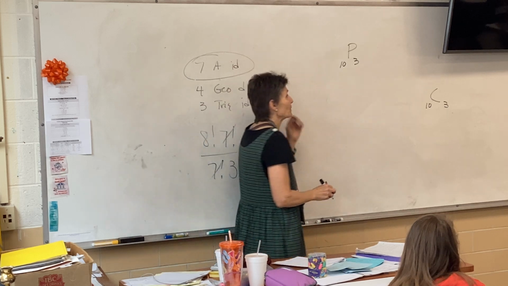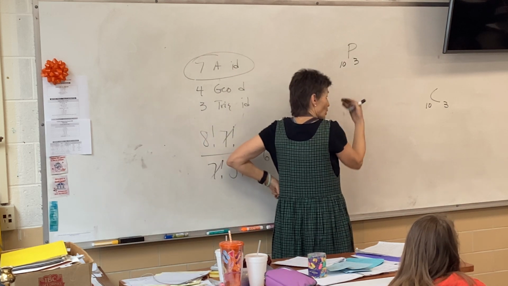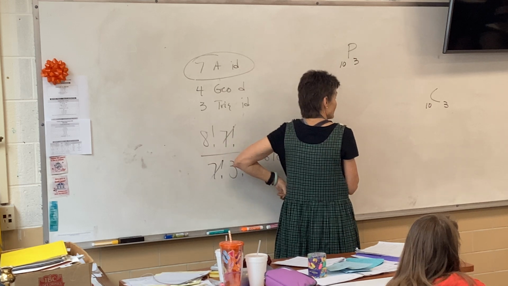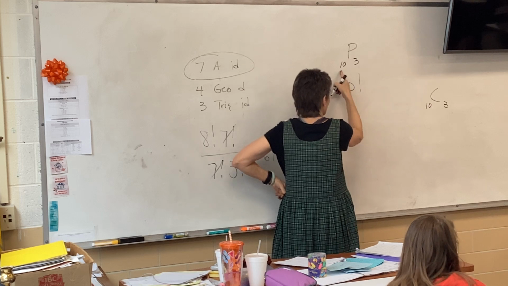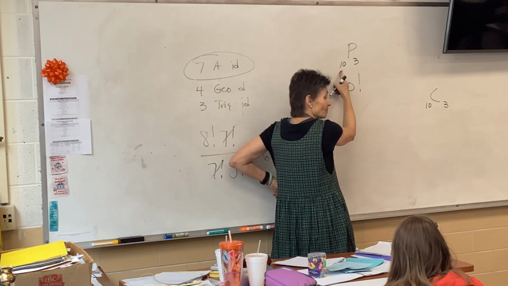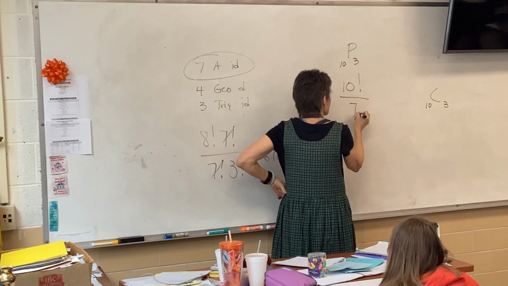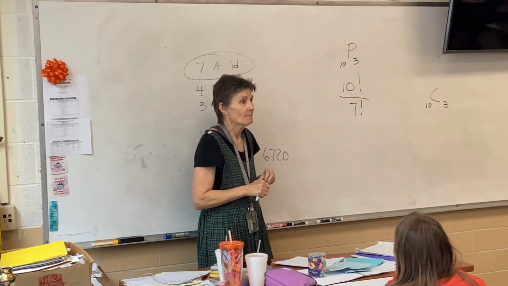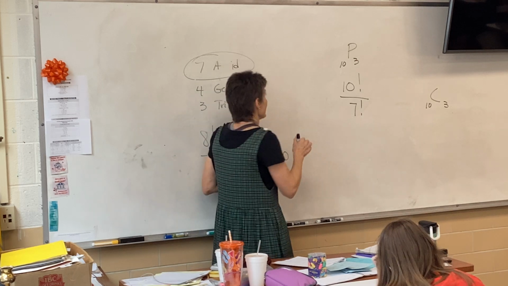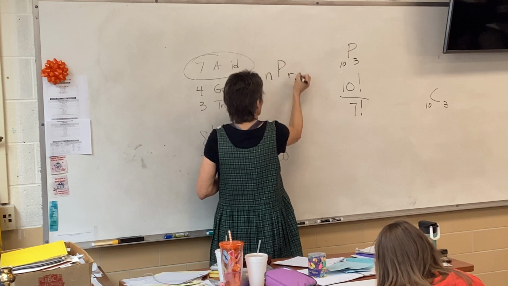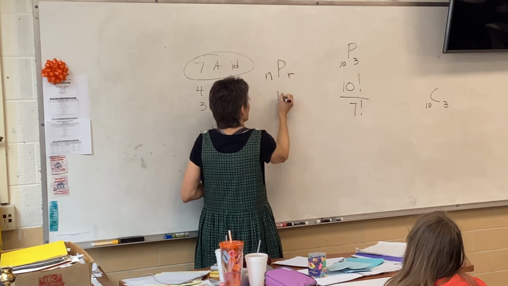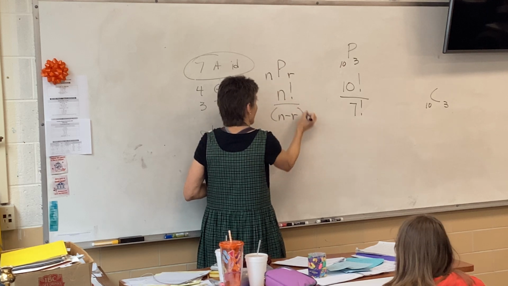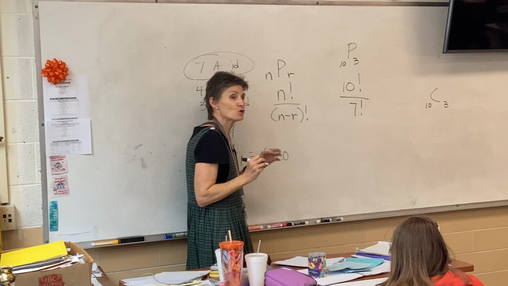So, here we go. This right here, if I were going to do it by hand, you can type it in and get an answer. But if I were going to do it by hand, it would be 10 factorial divided by 7 factorial. Now, where in the world do you think 10 minus 3 comes from? 10 minus 3, that's exactly right. So in general, for a P problem, you're going to have n factorial over (n minus r) factorial.